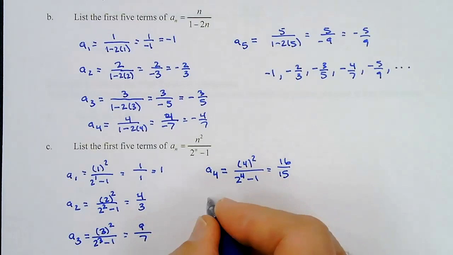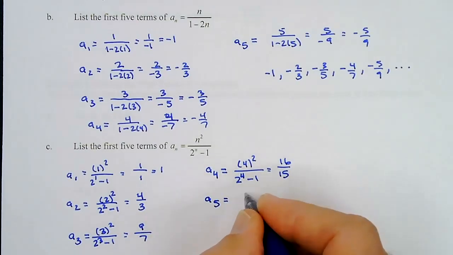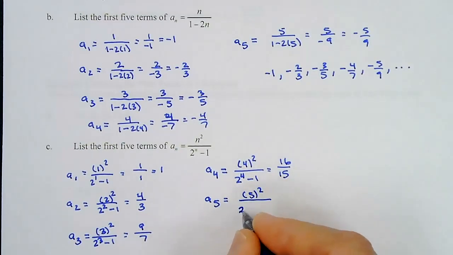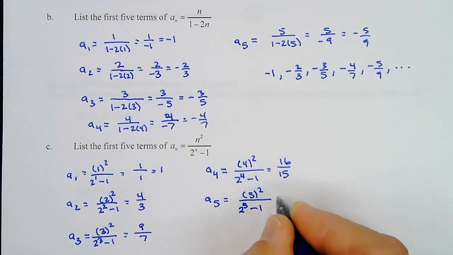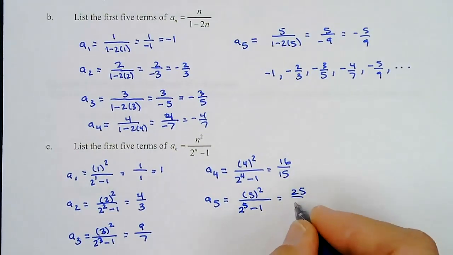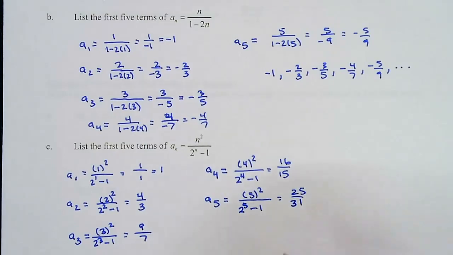And then the last one for this would be 5 squared over 2 to the 5th minus 1. So 5 squared is 25. 2 to the 5th is 32 minus 1, which would be 31. And so the first term would be 1 over 1. And it's helpful to look at it like this: 1 over 1, comma, 4/3. If one of them turns out to be a whole number, sometimes it's good to just look at them as being fractions and look for a pattern.